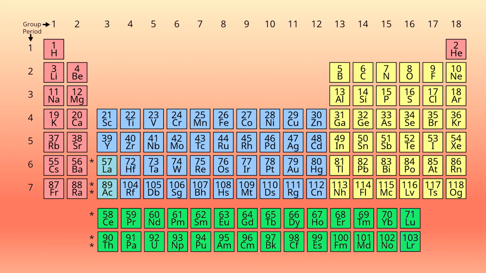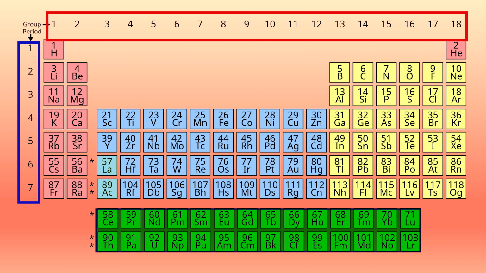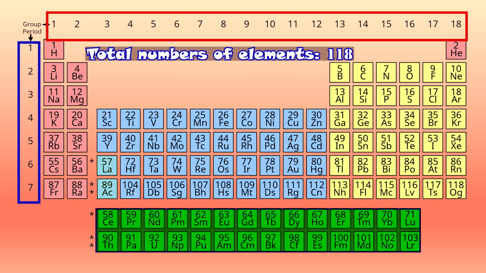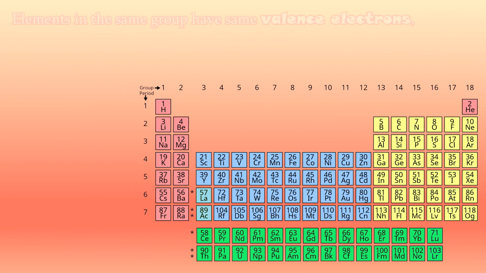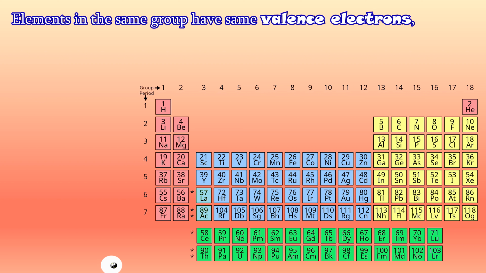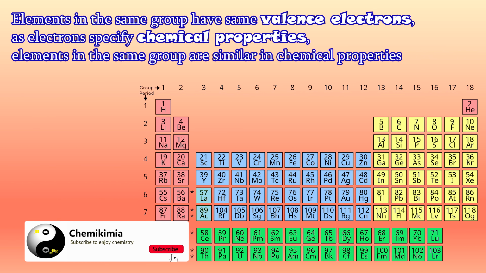The periodic table is made up of 18 columns and 7 rows, moreover 2 inner columns, and overall 118 elements. A column is called a group and a row is called a period. In fact, elements in the same group have the same valence electrons, and as electrons specify chemical properties, elements in the same group are similar in chemical properties.